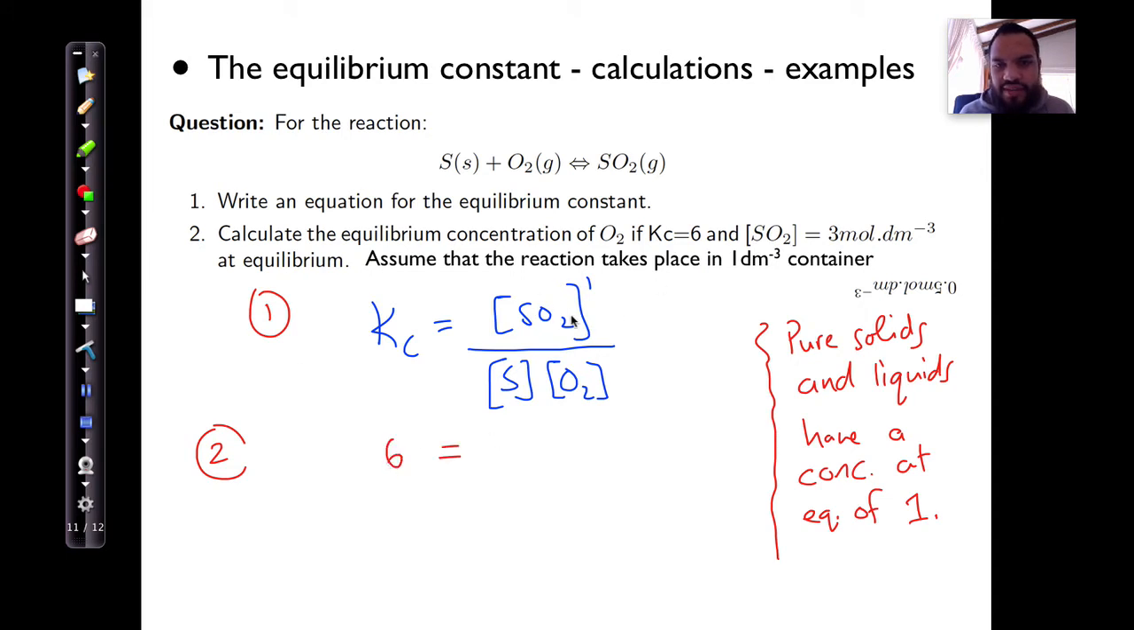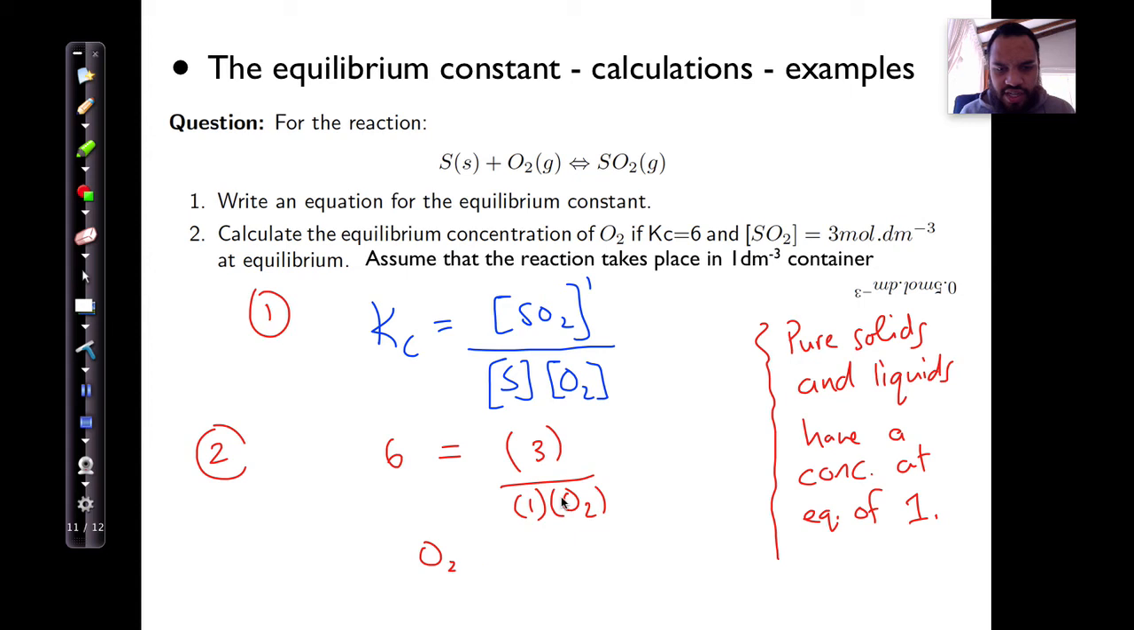So I'm going to put the value of 6 in over there. I'm going to put in the value of SO2, which is going to be 3 mol per decimeter cubed. And I'm going to put down the value of sulfur over there, that's going to be 1. And this thing over here is going to be what we want to calculate. Now with a little bit of algebra, it's just simple manipulation. That's going to go to this side, and that's going to give me O2 concentration.